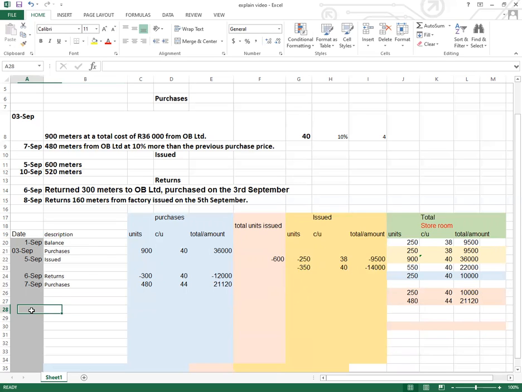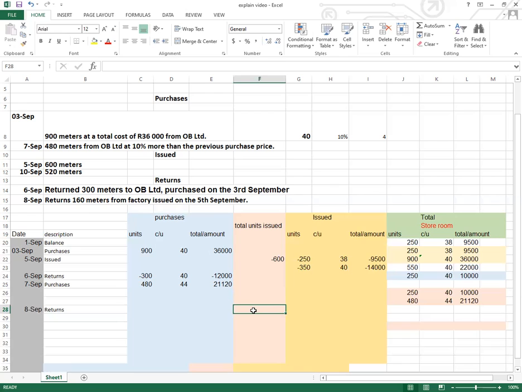Okay. 7 to 8 September. On the 8th of September, the return. Ne? Let's check whether it is a return to the storeroom or to the supply. Returns 160 meter from factory issued on 5th of September, ne? Which means here we're going to return the units from our customer to the factory.